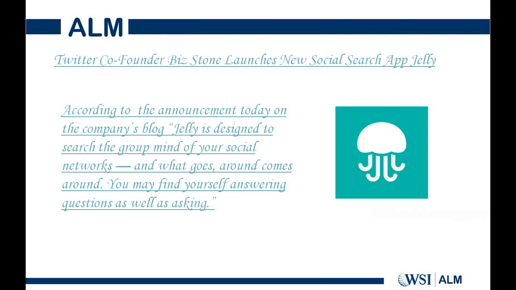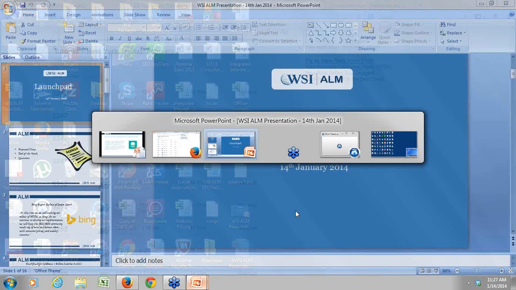So Biz Stone has taken a different approach to this whole Q&A segment, which is a big segment. There's a lot of traffic that goes through, and a lot of people have a lot of questions they want answered. He's taken a little bit of a different approach. He's used the whole social aspect to Q&A, obviously taking advantage of his background and all the experiences with Twitter. So his company is called Jelly. This is a new company that he's launched. And the way that Jelly works, let me actually show you the homepage for Jelly.